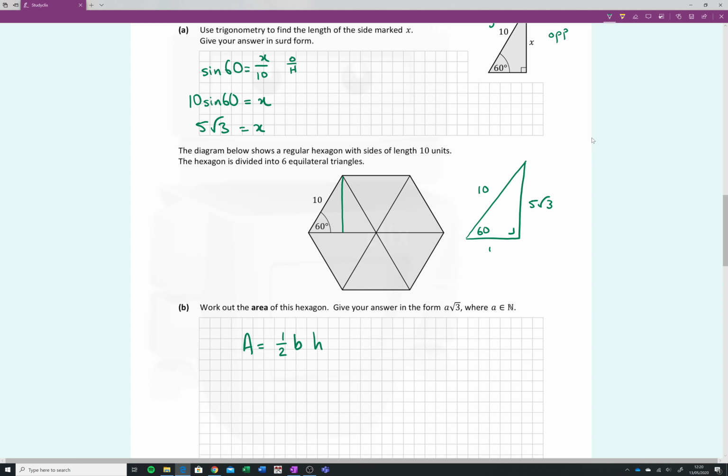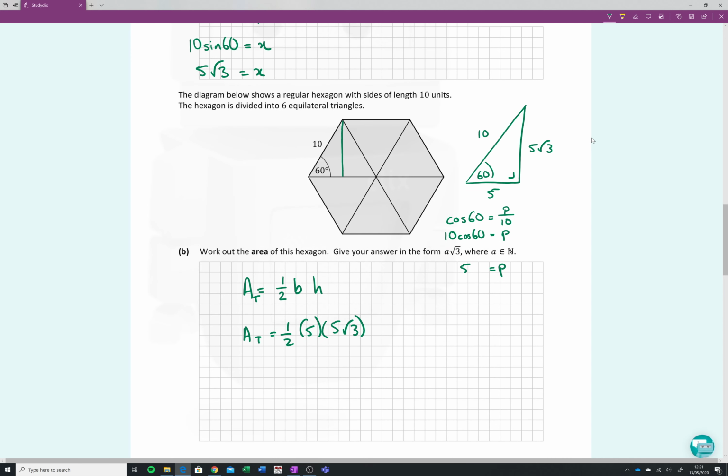We'll call this thing P here. What we'll say is it's the adjacent, so you could say cos 60 is equal to adjacent P over the hypotenuse 10, and P would equal 10 cos 60. That'll be just a good double check, and it turns out that P will be 5. Okay, so we get that the area of one triangle is equal to half the base, half of 5, times the perpendicular height, which is 5 root 3. So that is going to be AT is equal to 25 root 3 over 2.